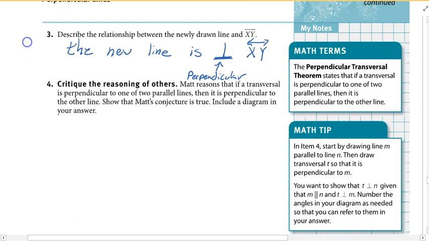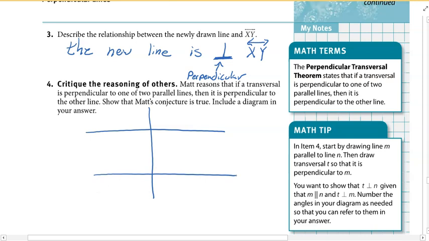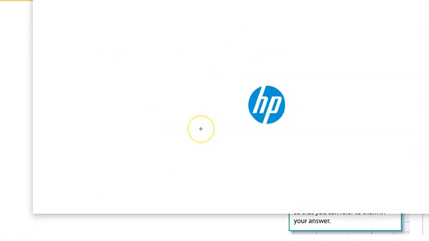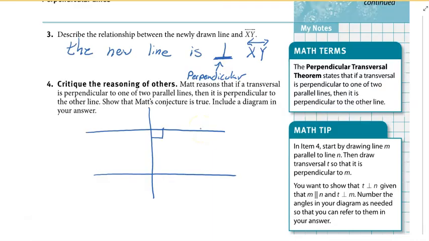All right, so Matt reasons that if a transversal is perpendicular to one of two parallel lines, then it is perpendicular to the other. Show that Matt's conjecture is true. Include a diagram. So Matt conjectures that if a transversal is perpendicular to one of two parallel lines, then it has to be perpendicular to the other. That's true. If they're parallel, we know that corresponding angles are congruent. So whatever the angle is here, the other angle, the corresponding angle, has to be congruent on parallel lines, so the other one has to be that same 90-degree angle.